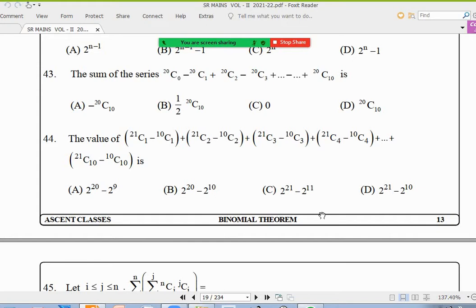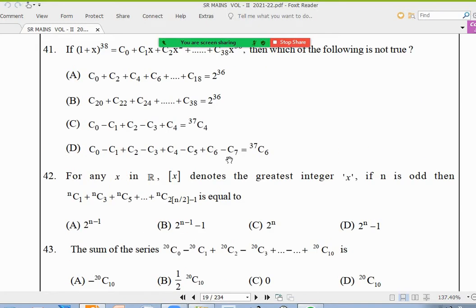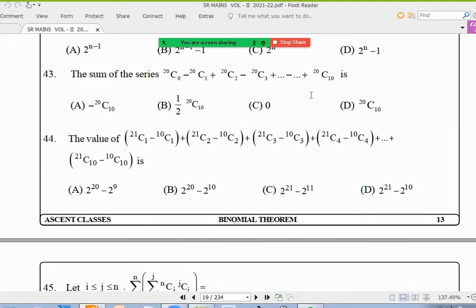Previous question, D, we are getting minus 37C7, sir. 38C7? Yeah, minus 37C7. Yes, you are right: 37C6 plus 37C6. So one problem is that actually 37C7 should have been better, but it's okay. Either way, it's wrong. Yes, sir. Okay.